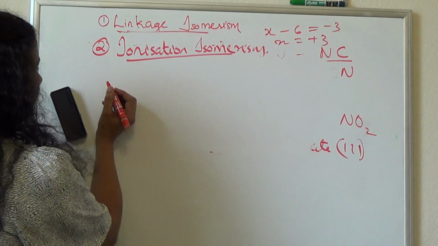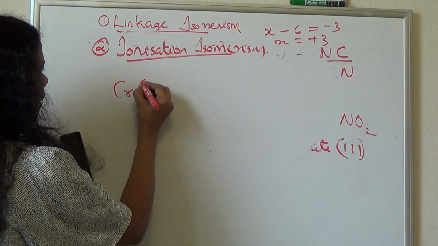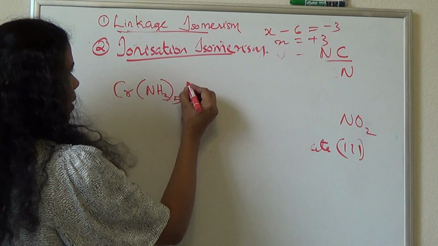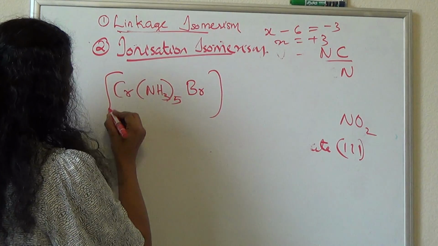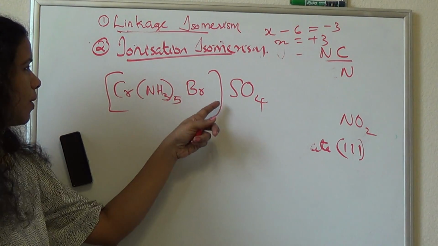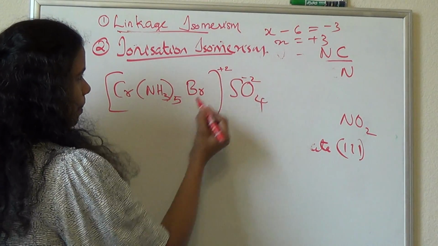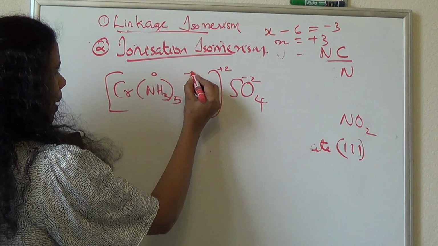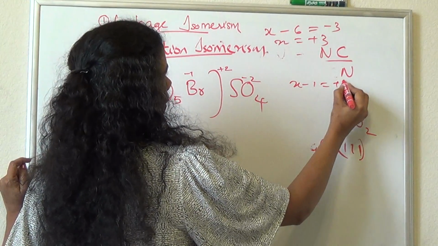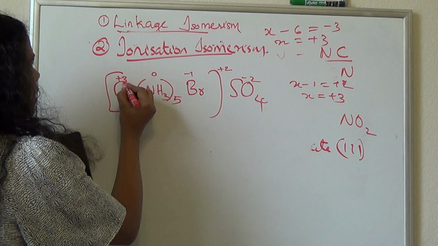For example, [Cr(NH3)5Br]SO4. What is the name of this complex? Here the oxidation state of chromium is +3 because the sulfate charge is -2, so the complex charge is +2. Ammonia is 0, bromide is -1. So X - 1 is equal to +2, so X is equal to +3. So the oxidation state of chromium is +3.